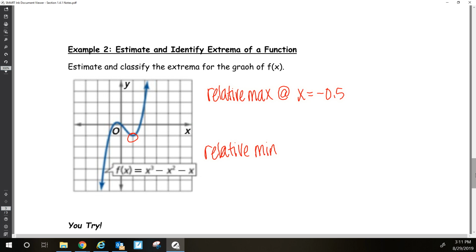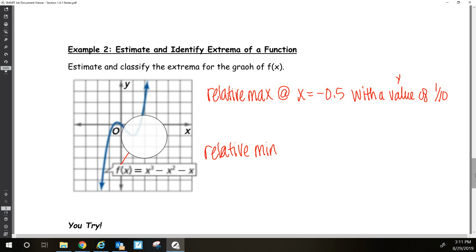If I were to ask you, what is your relative maximum value? So with a value of, well, that looks like maybe a tenth to me. I don't know, 1/10. So the value is your y, right? But if I say where's the relative maximum at, it's at x equals negative 0.5.